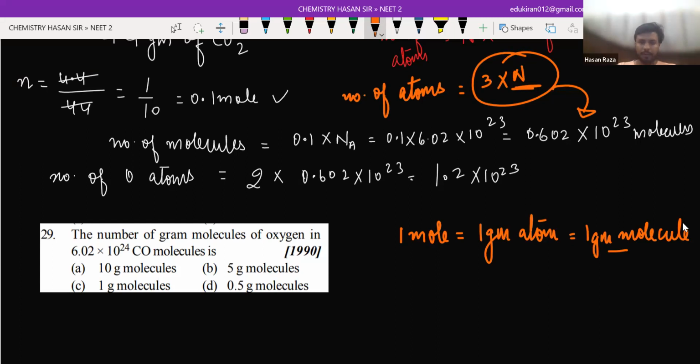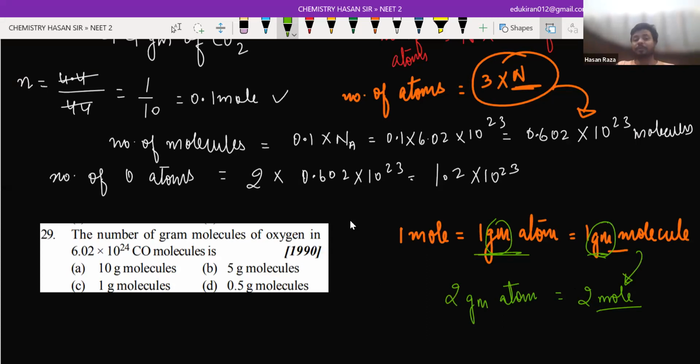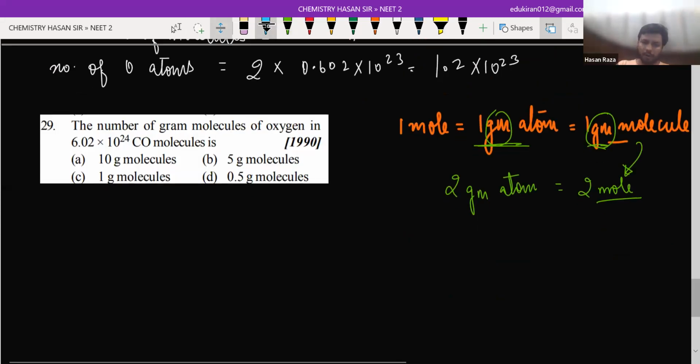Rabia, Aisha. Yes, sir. So what I want to tell you is that you are already aware of mole, but the terms gram atom and gram molecule have been used very less. So we are not aware of this, but you have to keep this in mind. Whenever I write 2 gram atom, I'm telling you 2 mole. Or 2 gram molecule, that basically means 2 mole. Whenever gram comes, that means it is mole. So you can see the number of gram molecules.